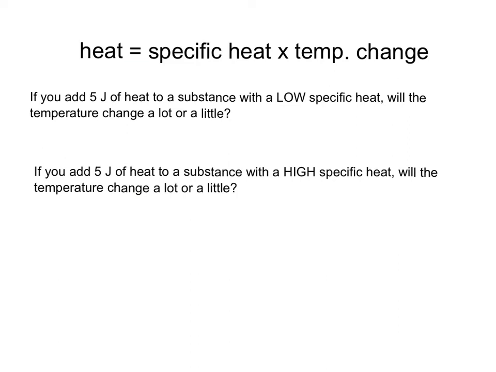So based on what we've talked about so far, we know that the amount of heat something contains depends on its specific heat, the nature of that substance, and the temperature change. So if you add 5 joules of heat energy to a substance that has a low specific heat, is the temperature going to change a lot or a little? Well, if that substance has a low specific heat, the temperature is going to change a lot, right? It's going to go way up. But if you added the same amount of heat energy to something with a high specific heat, the temperature is going to change only a little because it's going to take a lot of joules to change that temperature.